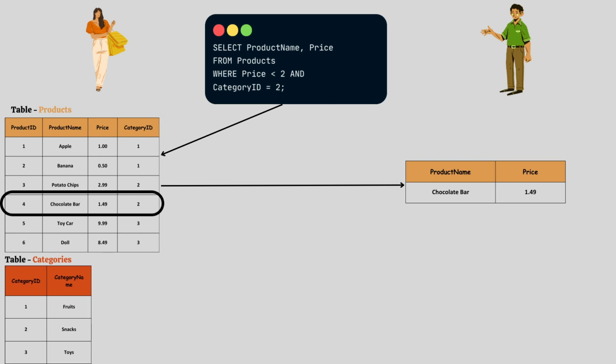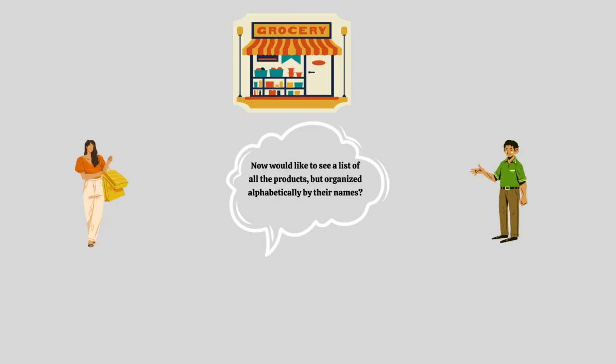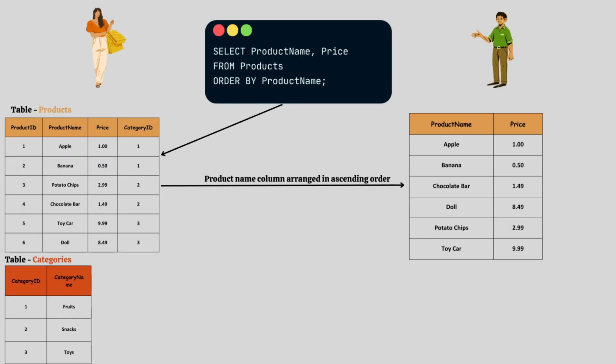Now, you would like to see a list of all the products but organized alphabetically by their names. So, you will ask Chris SQL to select product name and price from products table with order by product name. Chris returned with the product name and the price columns from the products table and orders the results alphabetically by the product name column in ascending order.